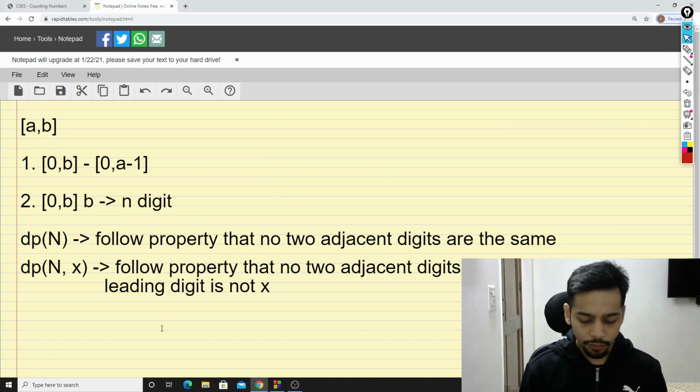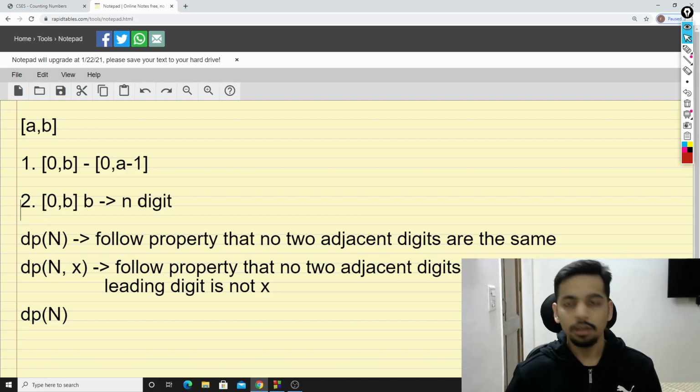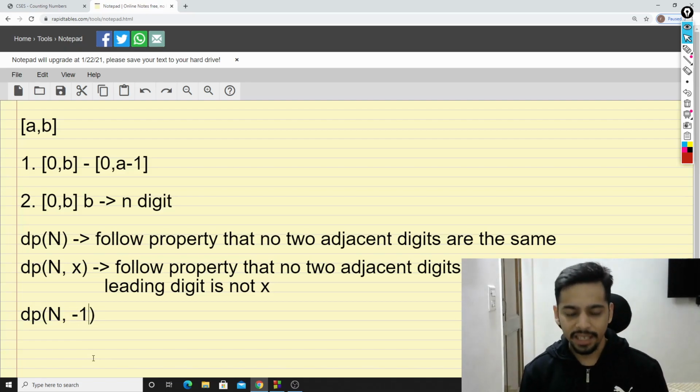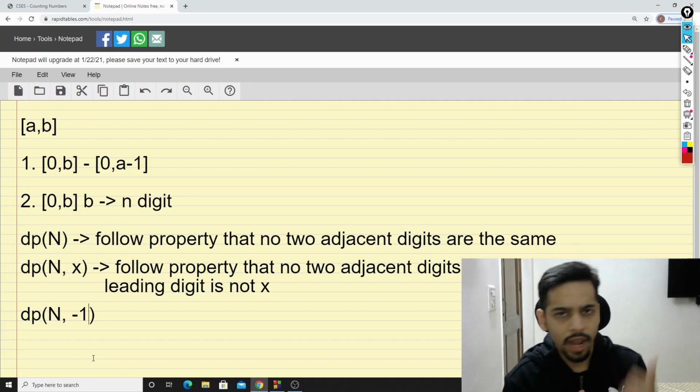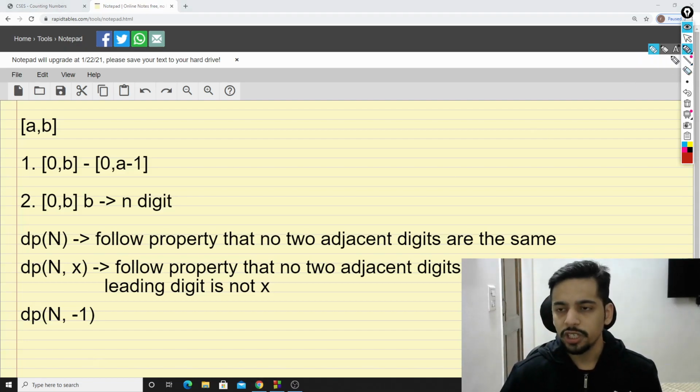And if you think about it, your final answer is going to be nothing but, if B had n digits, then the count of n digit numbers that follow this given property is DP of n comma let's say 10 or minus 1, because initially any digit could be the leading digit, right? You could have put in a 1, 2, 3. There is no constraint initially. So at the leftmost position, any number could come.